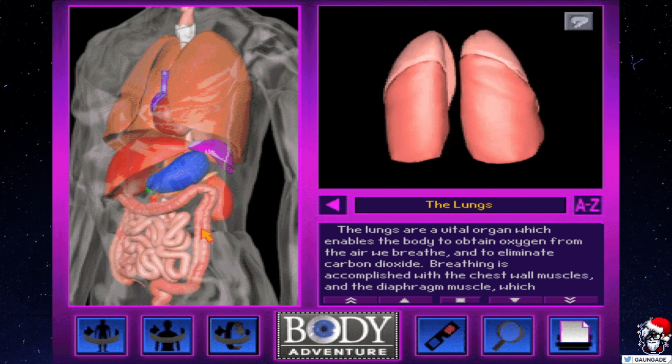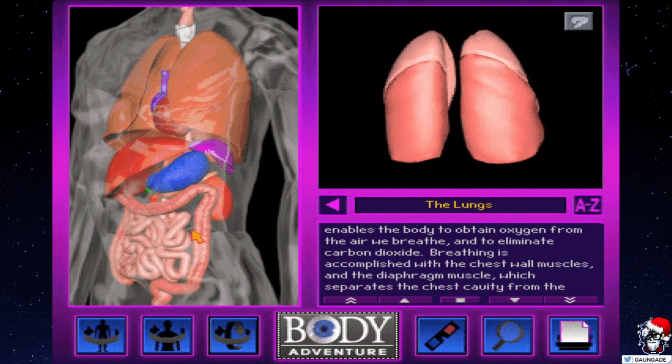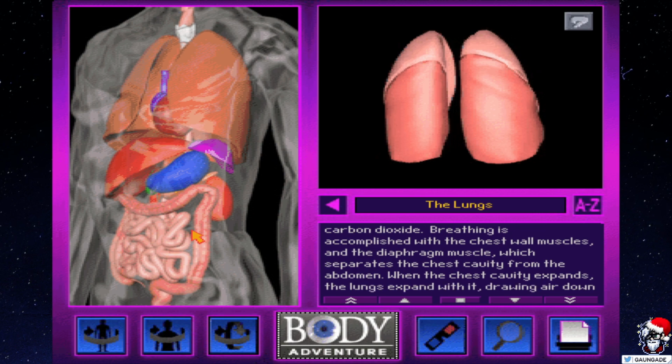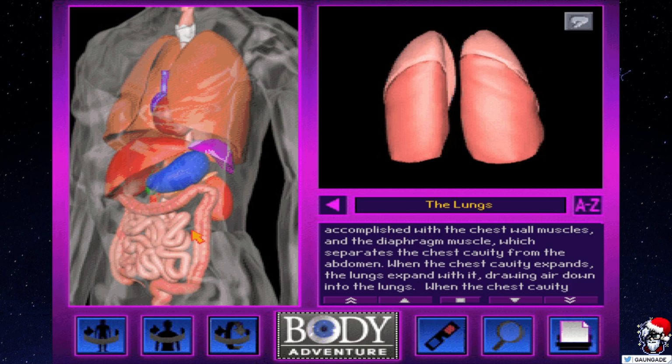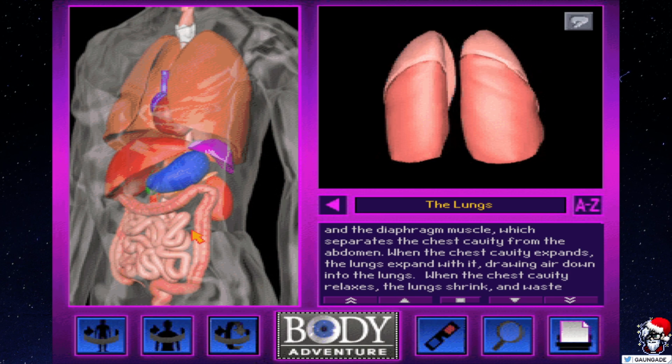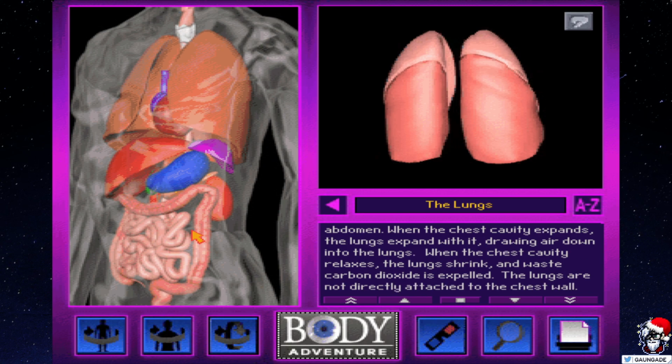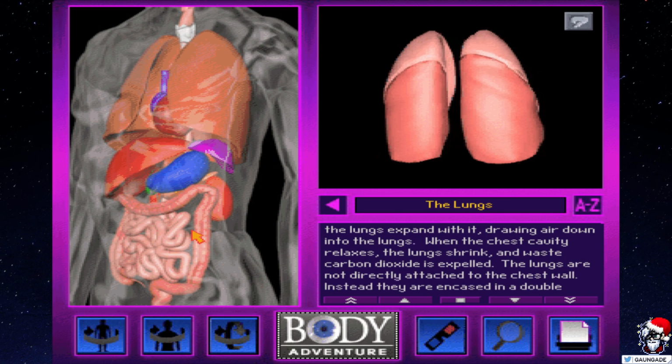The lungs are a vital organ which enables the body to obtain oxygen from the air we breathe and to eliminate carbon dioxide. Breathing is accomplished with the chest wall muscles and the diaphragm muscle, which separates the chest cavity from the abdomen. When the chest cavity expands, the lungs expand with it, drawing air down into the lungs. When the chest cavity relaxes, the lungs shrink, and waste carbon dioxide is expelled.